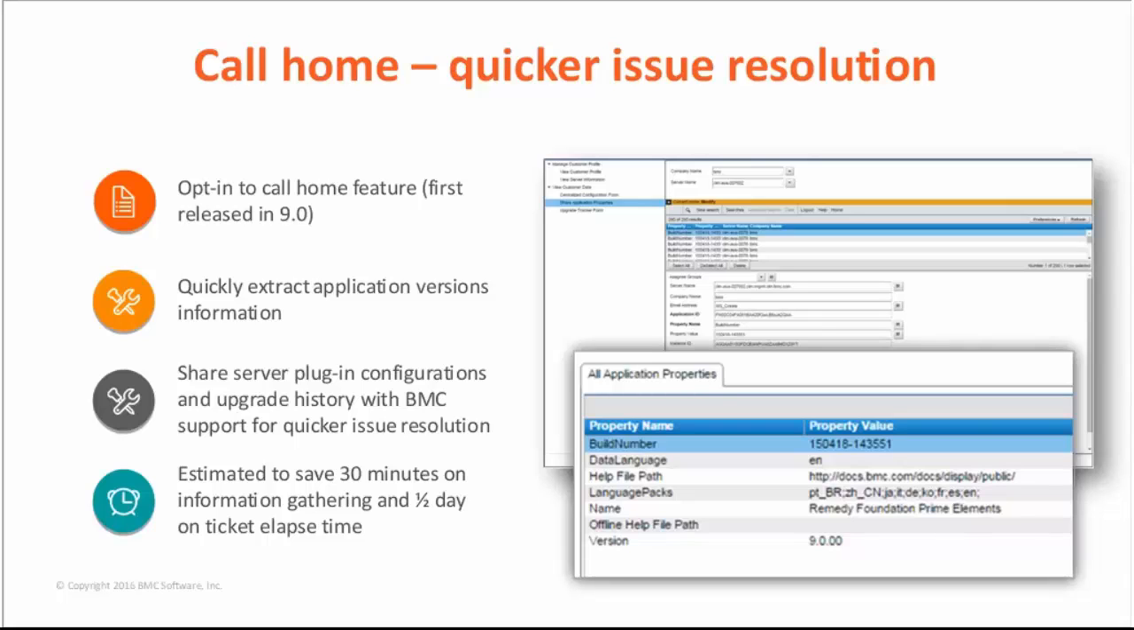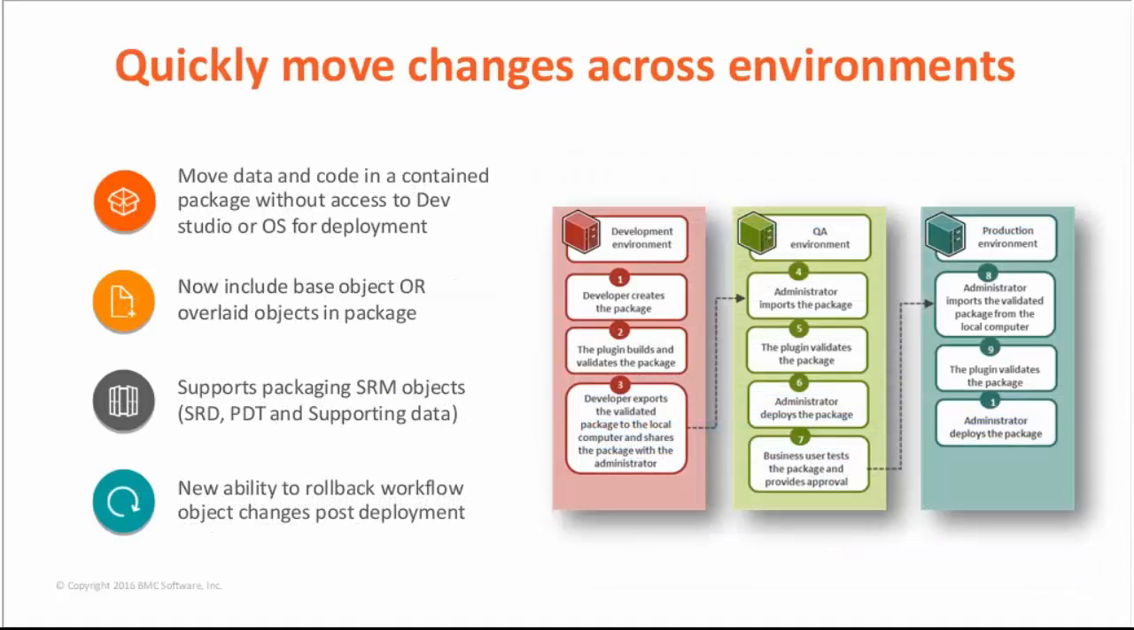Customers on different forums indicated this is a great platform enhancement, but one critical piece that was missing was support for SRM objects. So we have added that in the 9.1 release. We have SRD, PGT and supporting data that we can now move across environments using this promotion framework. Also, we introduced this rollback capability. Essentially, this is the ability to roll back workflow objects post deployment from the same console in case you find some issues with these new changes that you just promoted on the QA or the production environment.